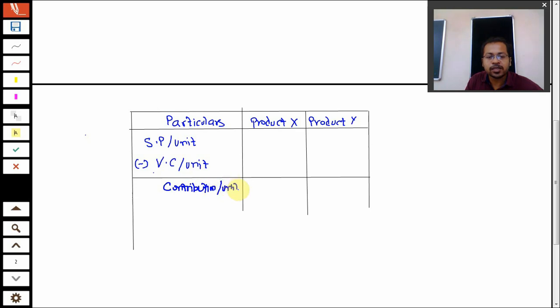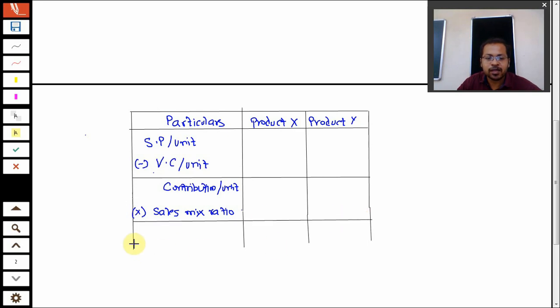per unit, and we multiply this contribution per unit with sales mix ratio or the percentage, and then we get weighted average contribution. So let's complete this step 1.